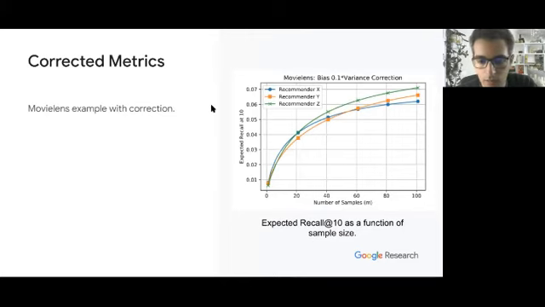Now, let's revisit the same MovieLens example with correction. So here again, we plot the expected recall at 10 as a function of the sample size. Notice that here too, the expected order changes as we increase the sample size. However, in this case, it only takes about 60 samples to get the correct order, compared to 1,000 samples without correction.